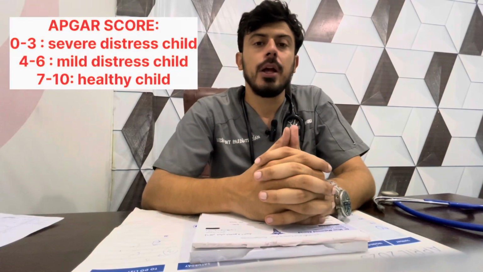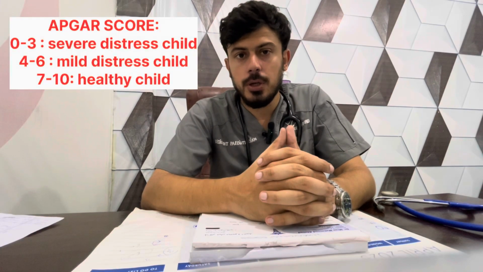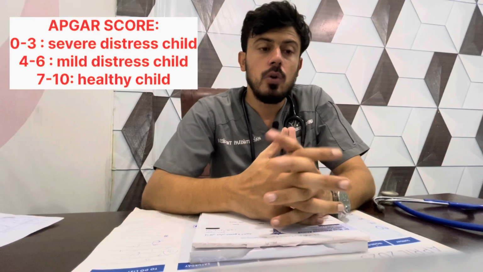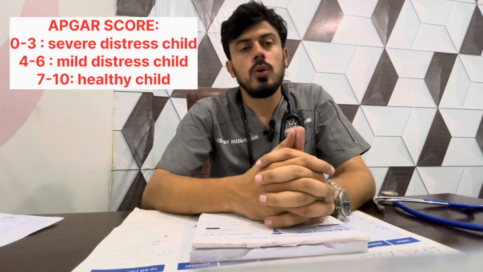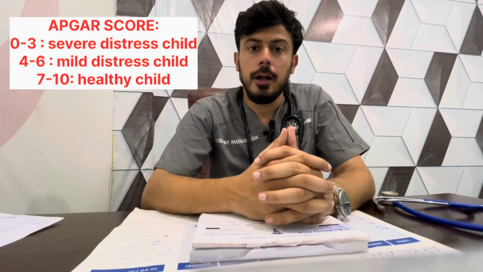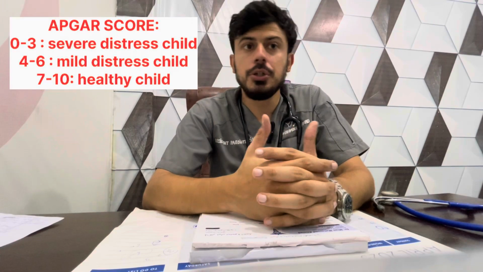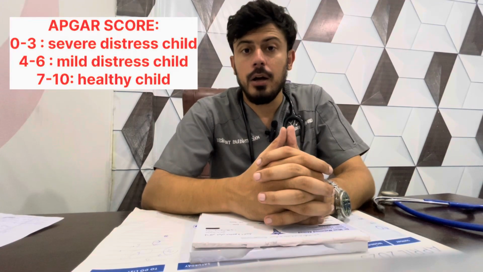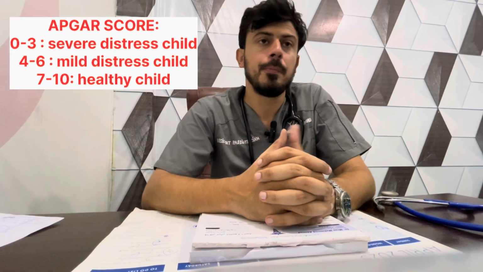If the APGAR score lies between 7 and 10, it means the baby is healthy and normal. If the APGAR score lies between 4 and 6, it means the baby is in a mild distress state, and you need to observe that baby keenly. And if the APGAR total score lies between 0 and 3, it means the baby is in a distress condition, and it's very important that you do further resuscitation procedures.